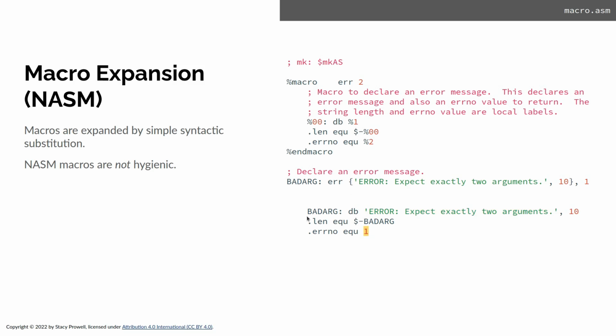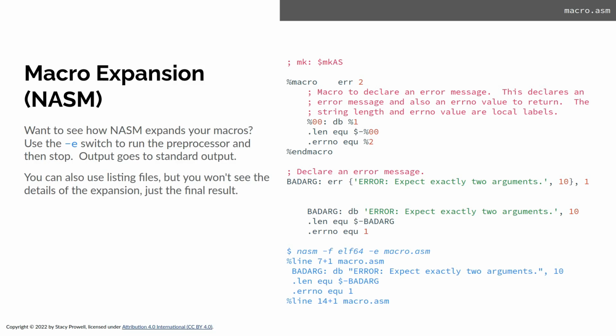And so the whole thing looks like bad arg colon db, a string and a newline, followed by .len equals $ minus bad arg. So now I define bad arg.len to be the length of this string. And then .erno. So now I have bad arg.erno equal to 1. And this tells me which error message I should set RAX or RDI to before I terminate the program. Great.